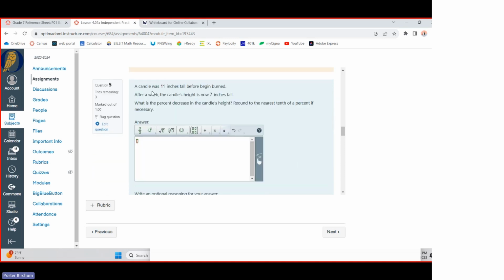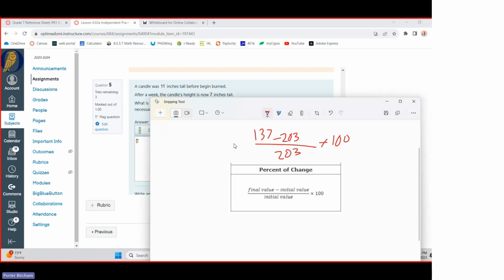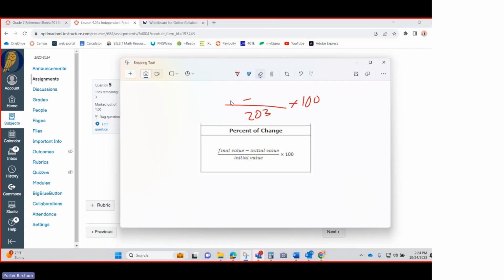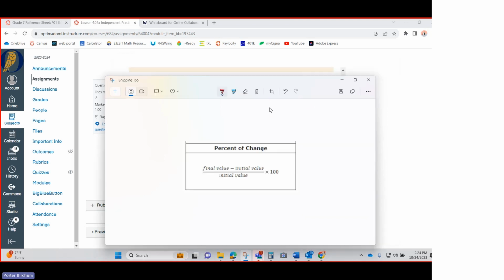Question 5. A candle was 11 inches tall before being burned. Wow, caveman talk. After a week, the candle's height is now 7 inches tall. What is the percent decrease in height? Round to the nearest tenth of a percent. So same formula. It's asking for the percent of change. So let's find the percent of change. We need the final value and the initial value.